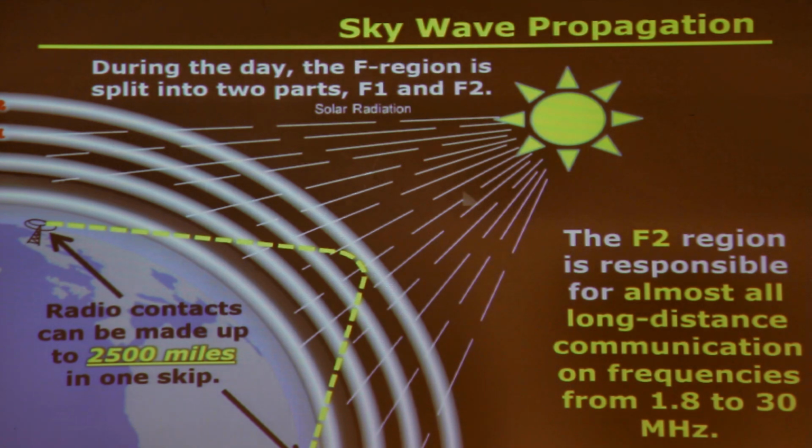Typically, the F2 layer is the region responsible for almost all long-distance communications when propagation is good on frequencies from 1.8 to 30 megahertz. Due to the geometry of the Earth, the size of the Earth, and the distances involved, you can make 2,500 miles in one skip, one bounce. 2,500 miles is not unusual. The Earth is reflective, so it may bounce again and take multiple hops all the way around the world. Multi-hop is what they call it.